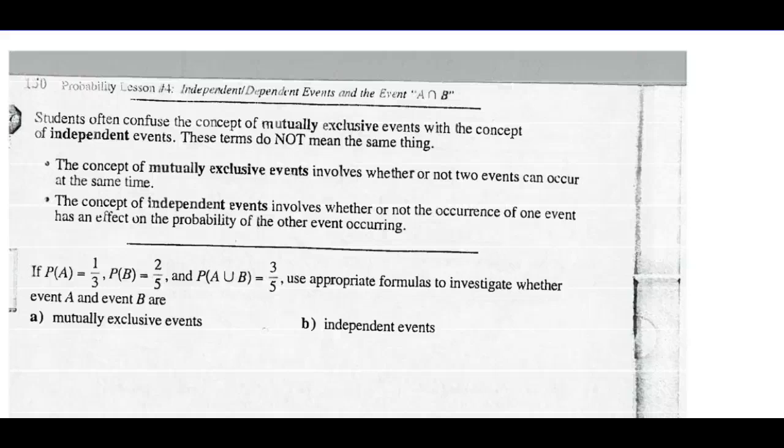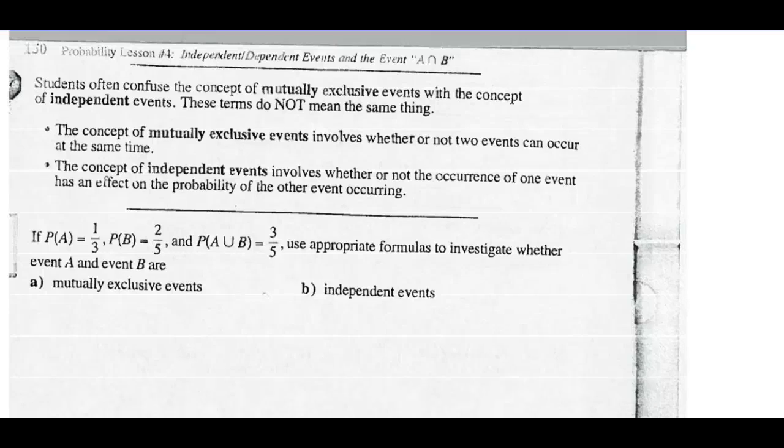Important to note, students often confuse the concept of mutually exclusive events with the concept of independent events. These terms do not mean the same thing. All right. Here's why. The concept of mutually exclusive events involves whether or not 2 events can occur at the same time. Can they occur at the same time? That's mutually exclusive. The concept of independent events involves whether or not the occurrence of one event affects the probability of the other event occurring. Not whether they can happen at the same time or not, just does it affect one event's probability after another event's occurred.